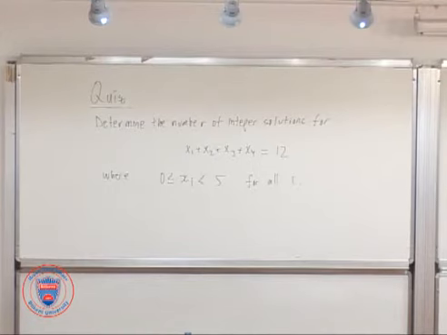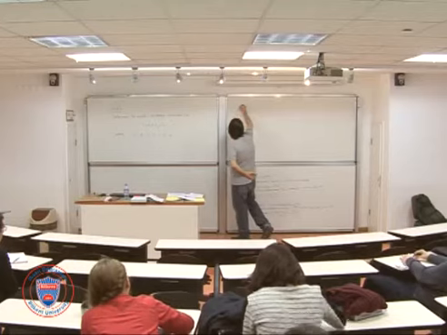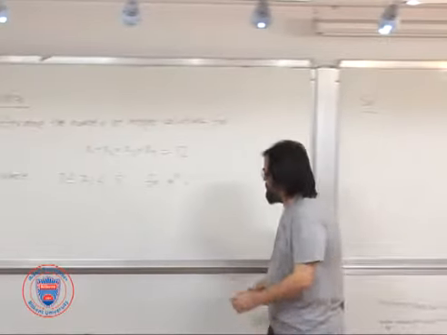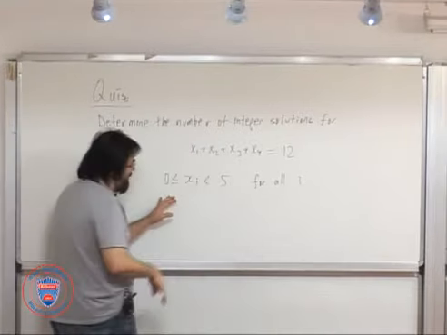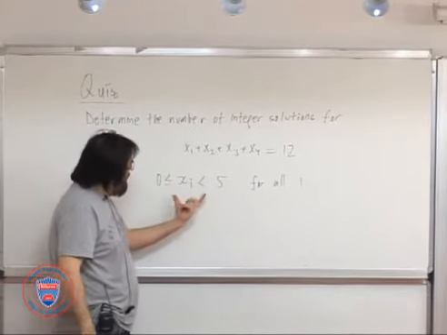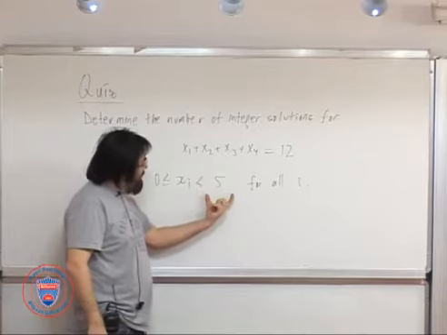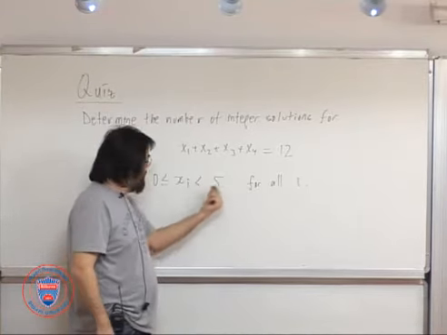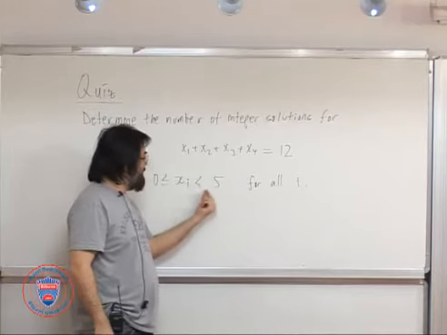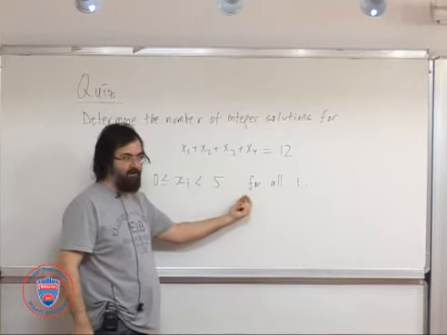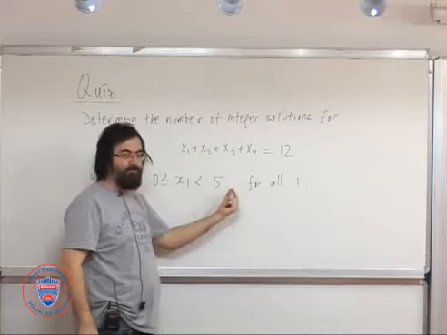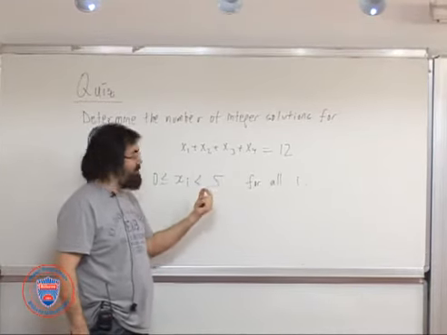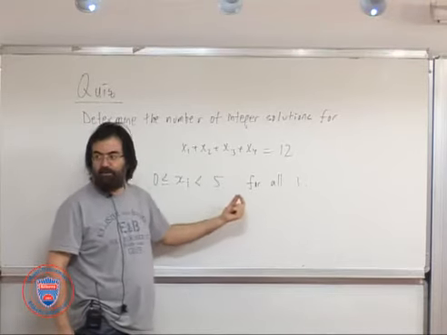Okay, let me start with some suggestions. Since you're looking for things in a smaller range, we have to think in some way about the ones that we don't want to count. The ones we don't want to count are the ones where xi is bigger or equal to 5. Bigger or equal to we can handle. We just handled bigger or equal to minus 3. So bigger or equal to 5 we can handle.